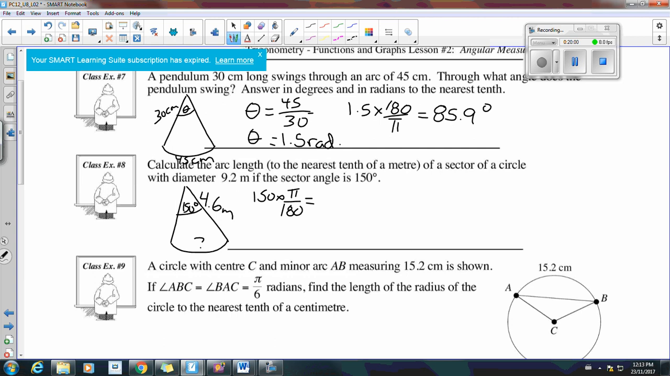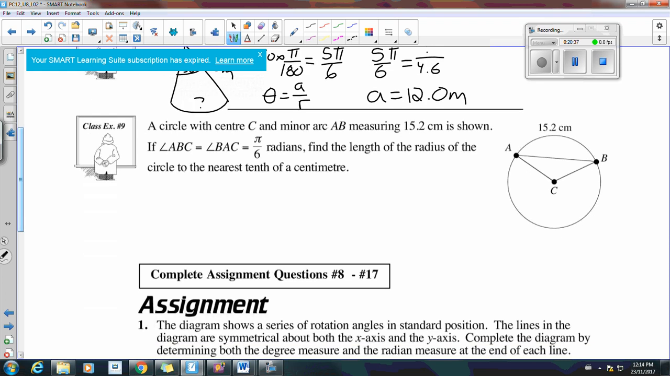So again, if you want to work in exact values, you type in 150 over 180, change it to a fraction, you get 5/6. And this is 5 pi over 6. So our angle is 5 pi over 6. The arc length is what we're looking for over the radius of 4.6. So we're going to type in 5 pi over 6 times 4.6, and we're going to get an arc length of 12.0. And it's going to be in the same units that our radius was in, so meters.